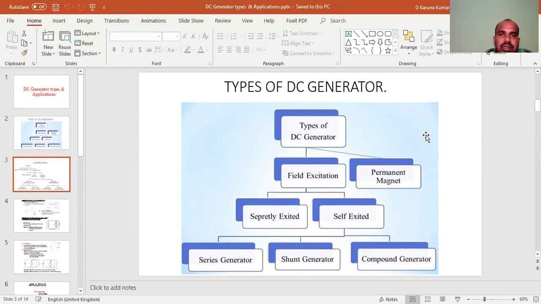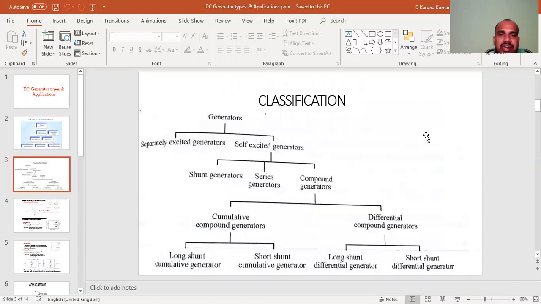Okay, there are two types: separately excited and self-excited. Self-excited has three types: series, shunt and compound. Again, compound generators are two types: cumulative and differential. Cumulative again has two types: long shunt and short shunt. The differential also has two types: long shunt and short shunt.